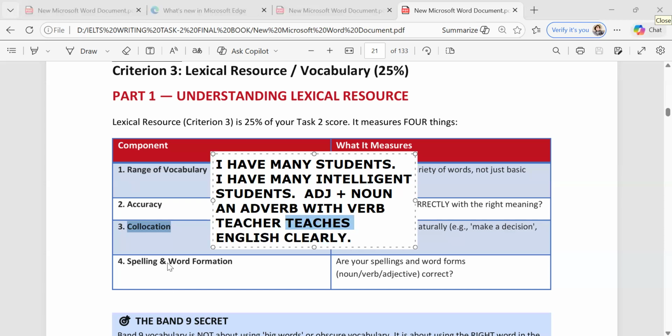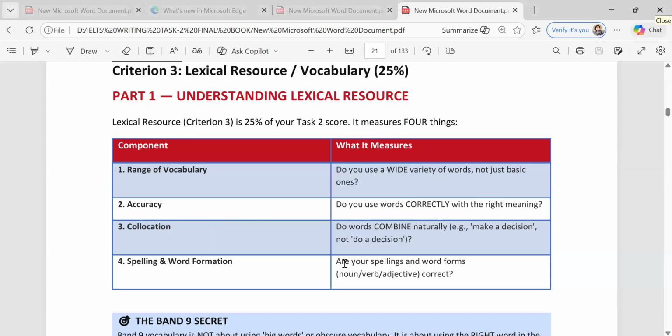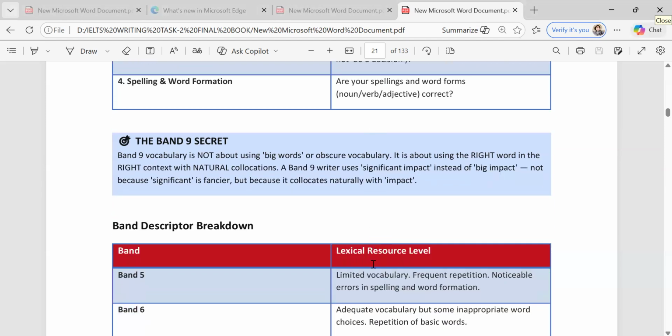And then it comes to spelling and word formation. Are your spellings and word forms, noun, verb, adjective, correct? If you're good at this, you will achieve a high band. And this is the band 9 grade. Band 9 vocabulary is not about using big words.